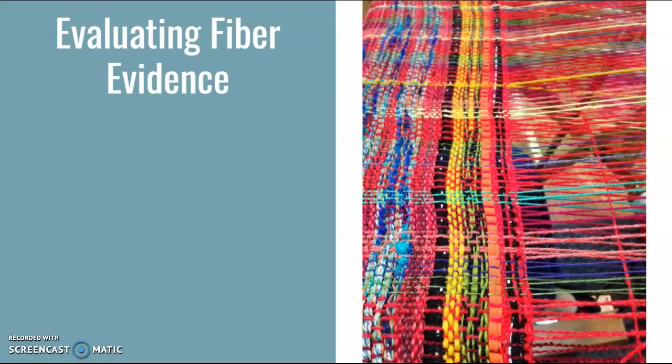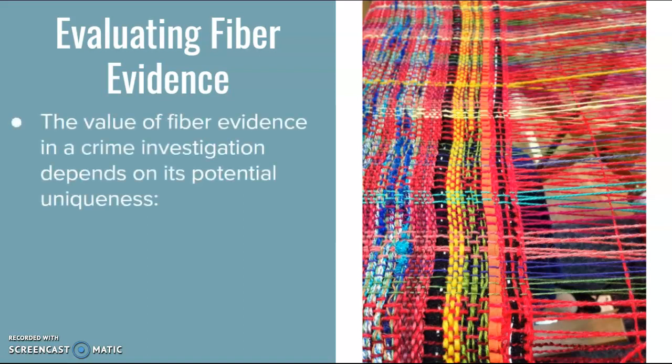Once we have these fibers, there are a couple of different things that we need to evaluate and consider when linking these fibers to a crime or to a suspect. The value of fiber evidence in a crime investigation depends on its potential uniqueness. First of all, we have the type of fiber. What is the composition of the fiber? And how common or rare is it? What suspects or victims or parts of the crime scene had this type of fiber?